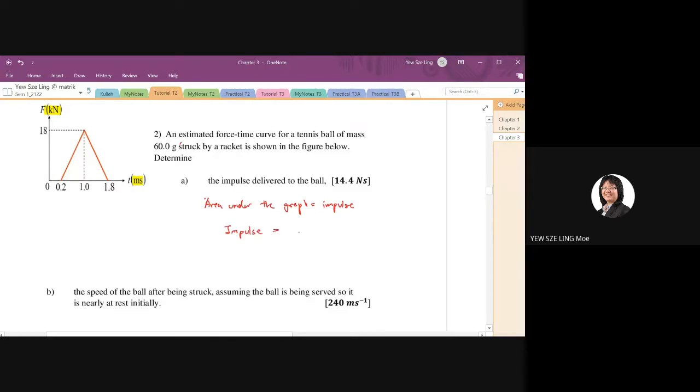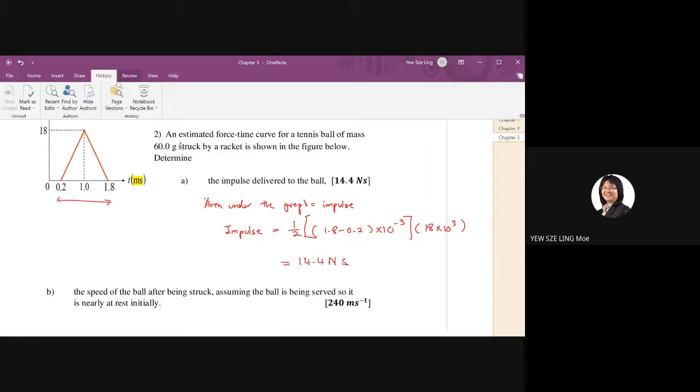This is no longer a trapezium. So 1 over 2 times the base. Base is 1.8 minus 0.2, so 1.8 minus 0.2 times 10 to the power of negative 3 because millisecond, right? And then times the height. So the height is 18 times 10 to the power of 3 because it's kilonewton. So times 10 to the power of 3, which then equals 14.4 Ns.